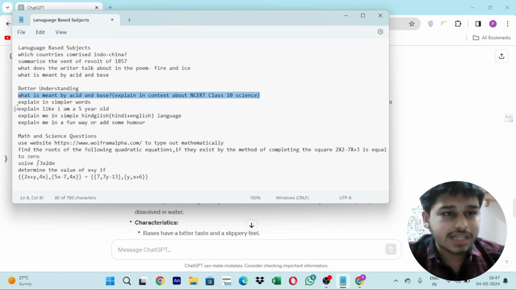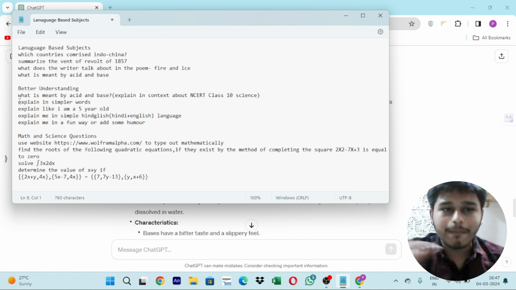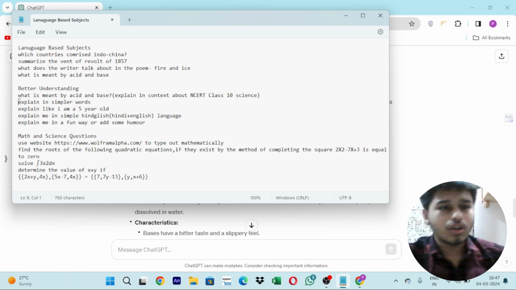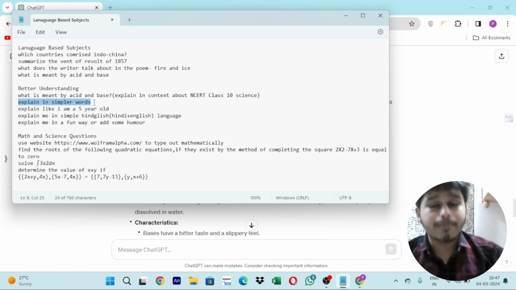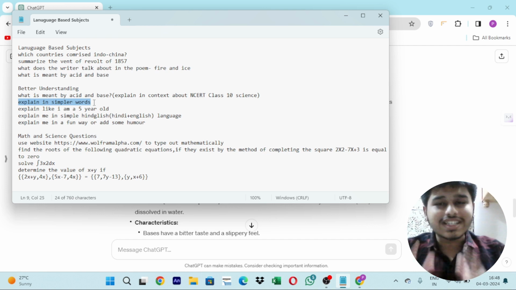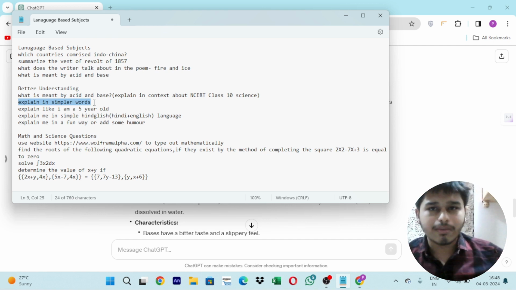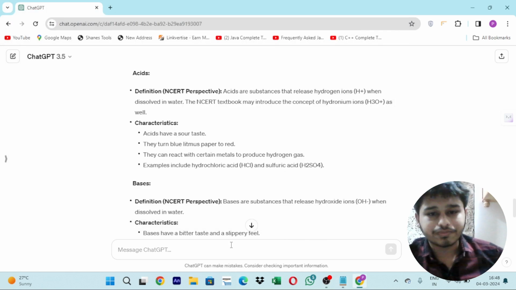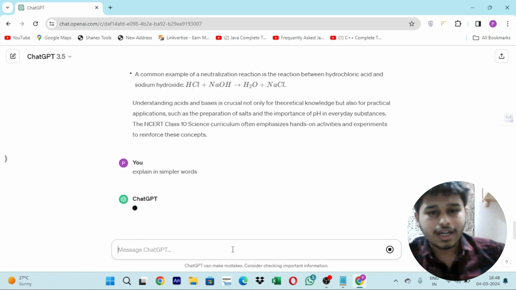So now we will tell ChatGPT to explain this concept, acid and base, but in simple words so that we can understand the concept easily. Okay, so this is a secret method, as I told you before. Don't share with anybody. If you are my students, I am just sharing this method with you because you are all my students and you should know about this method. Okay, this is a secret formula. Don't share with anybody. Okay, so now explain in simpler words. We will just copy this and paste it over and click on enter.